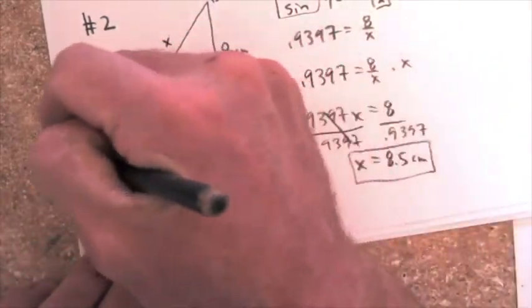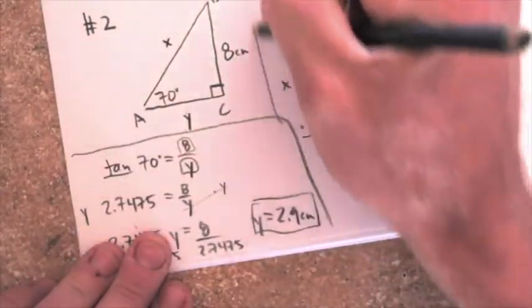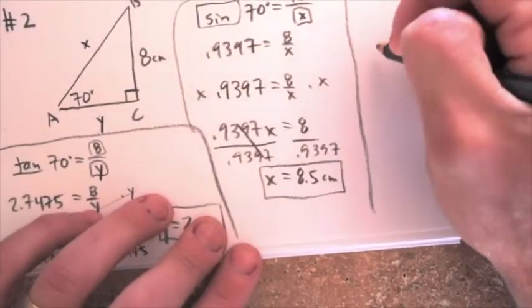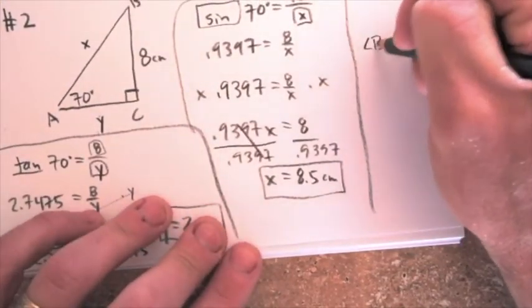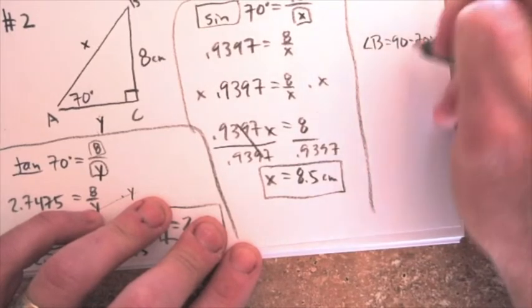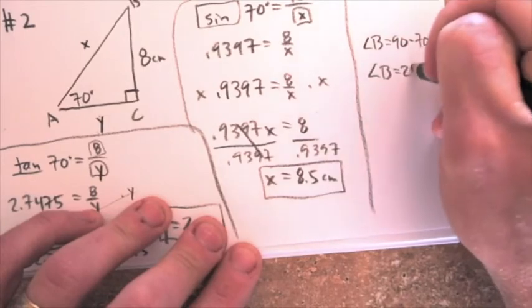Okay, that's that part. And we'll squeeze it over here. We'll find the angle. Angle B is just 90 minus 70. The angle B is 20 degrees.